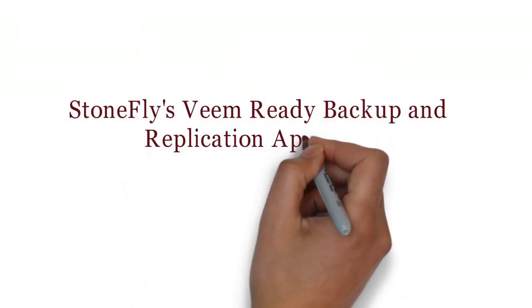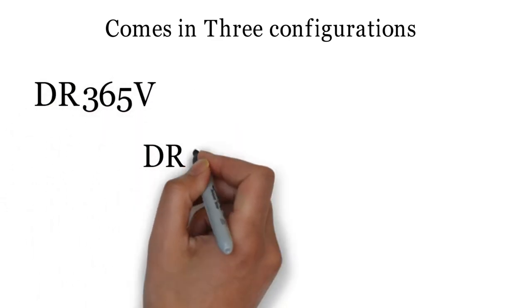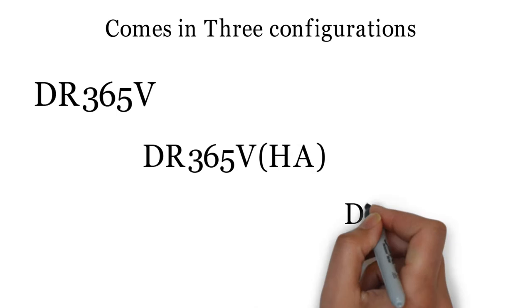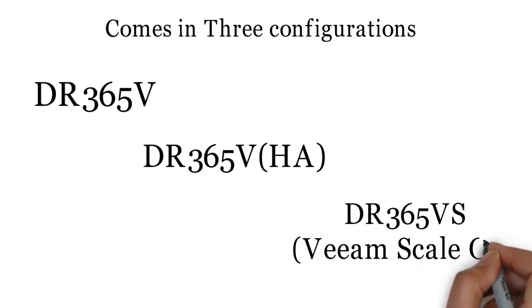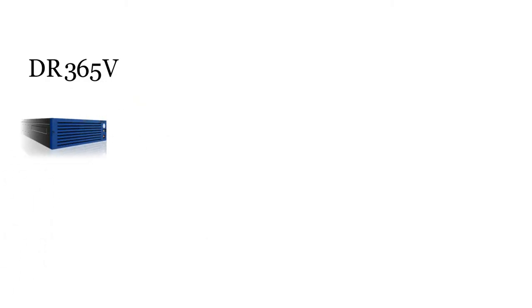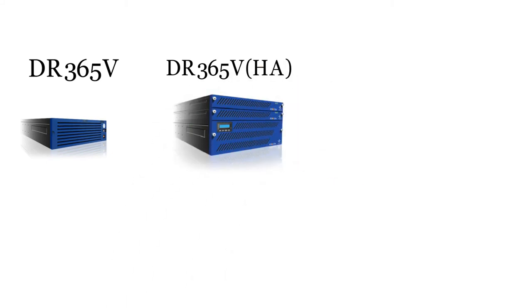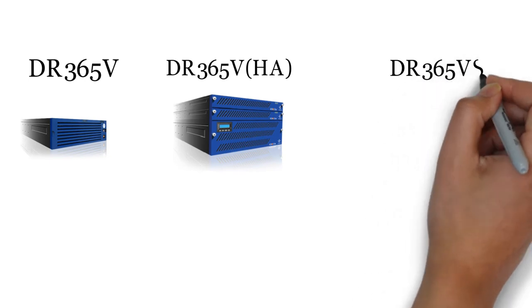StoneFly's Veeam Ready Backup and Replication Appliance. This video is about DR365V, DR365V HA, and DR365VS. These are the three configurations for StoneFly's Veeam Ready Backup and Replication Appliance. The basic difference between the three of them is that DR365V is a single node, standard. DR365V HA is a high availability node and DR365VS is a scale-out node.